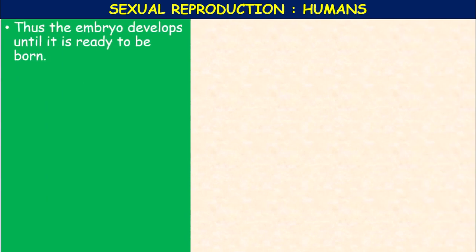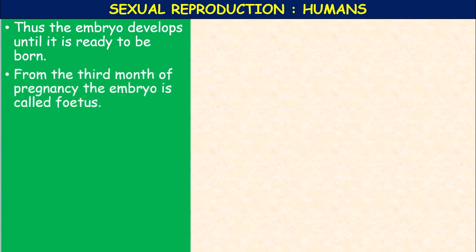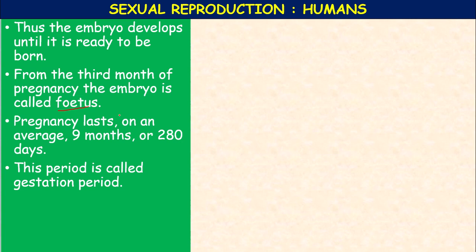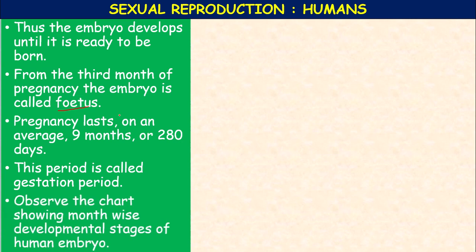Thus the embryo develops until it is ready to be born. Okay, from the 3rd month of pregnancy, the embryo is called a fetus, and by 4 months almost all organs are formed. The pregnancy lasts on average 9 months. This period is called the gestation period. So observe the chart showing the month-wise developmental stages of the human embryo.